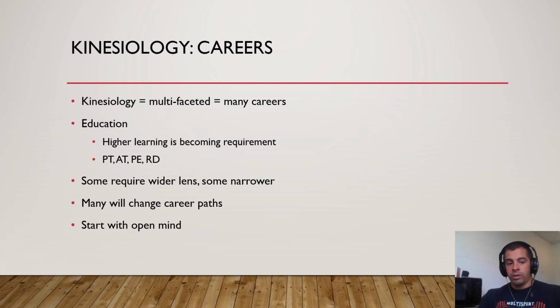However, in other fields, let's say you'd like to be a physical therapist. A physical therapist now requires a doctoral degree. That was not the case, I don't know, they probably changed that within the past 10 or 12 years, something like that. I forget. Now you have to get a doctoral degree. That's also different from athletic training, which now requires a master's degree. So start to think about what your dream job will require in terms of education. Some require a wider lens, some require a narrow one.